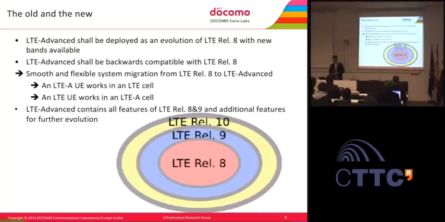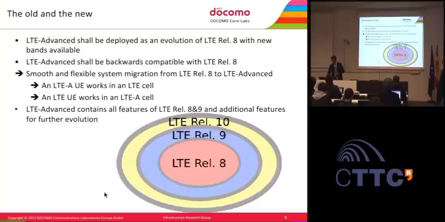So I like to look at it as this bullseye problem. Basically, LTE Advanced should be an evolution of LTE with new bands which are available, but it should at the same time be backwards compatible. And furthermore, a user equipment in an LTE cell should be able to work in an LTE-A cell, and the other way around.